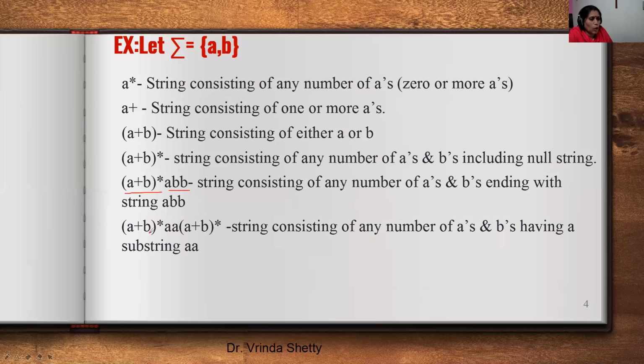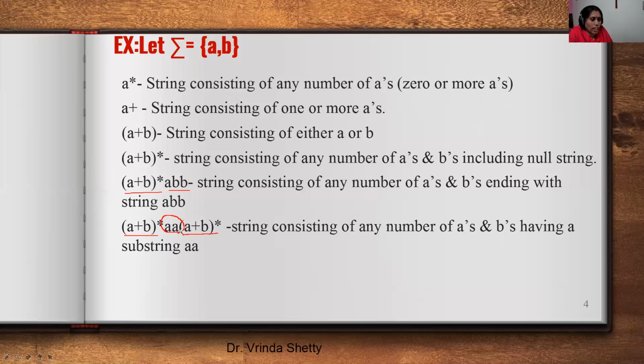Next, (A plus B) whole star AA (A plus B) whole star. As I specified above, this can have any number of A's and B's, and here also it can have any number of A's and B's. But what is there in between? It indicates a string consisting of any number of A's and B's having a substring AA. As we know, the substring AA can be at the beginning, at the end, or in the middle.